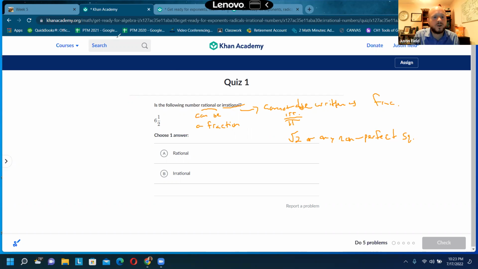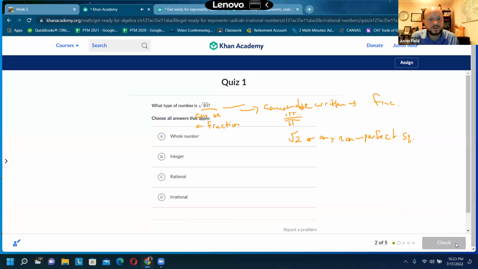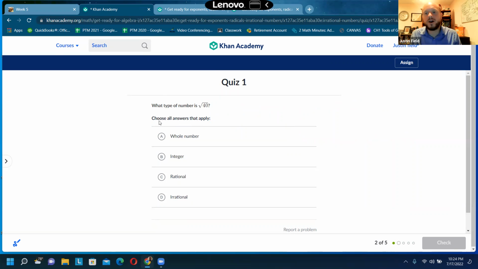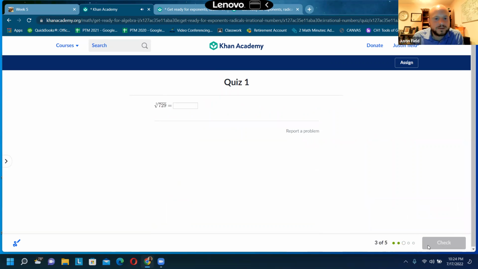Okay, so 6 1/2. Can you write that as a fraction? Of course you can, right? Multiply 6 by 2 and add 1. So it's rational. But hey, the square root of 40, is that a perfect square? No. So it's irrational. If it was a perfect square, it would be rational.